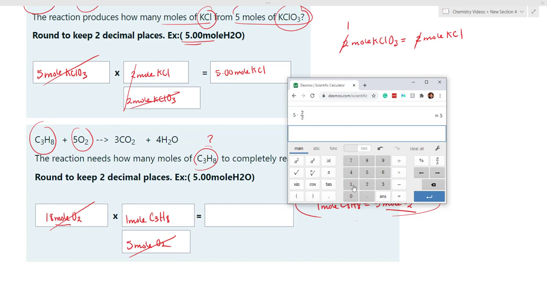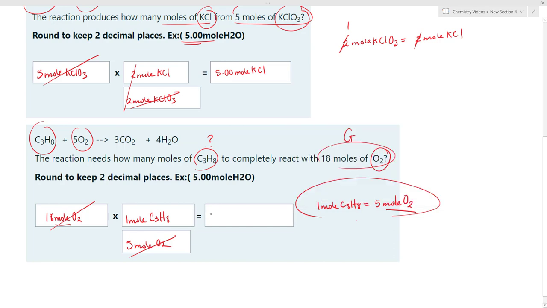Now let's use our calculator to calculate it. So we have 18 divided by 5. There you go. And what do we have? 3.6. And we want to keep our answer to 2 decimal places. So we have 3.60 moles of C3H8. And that's all we have to do.